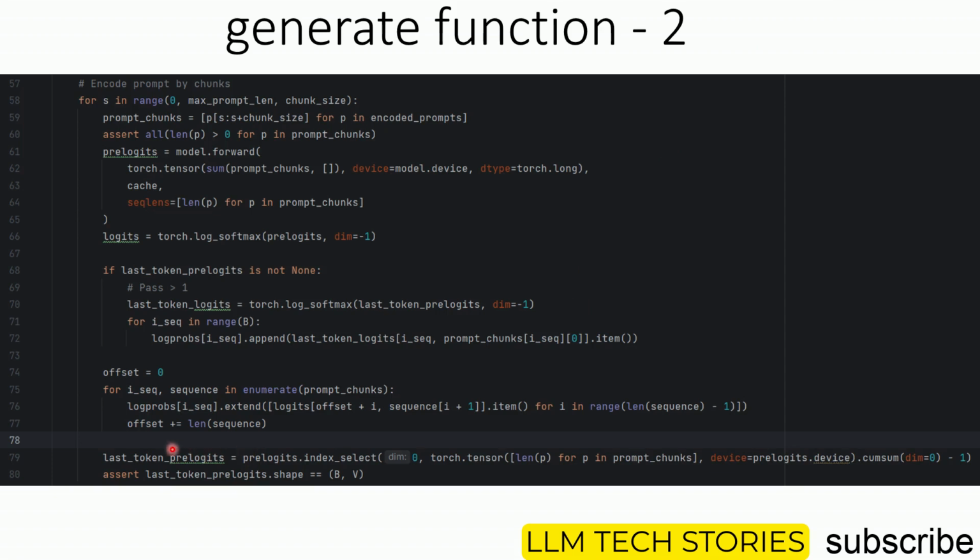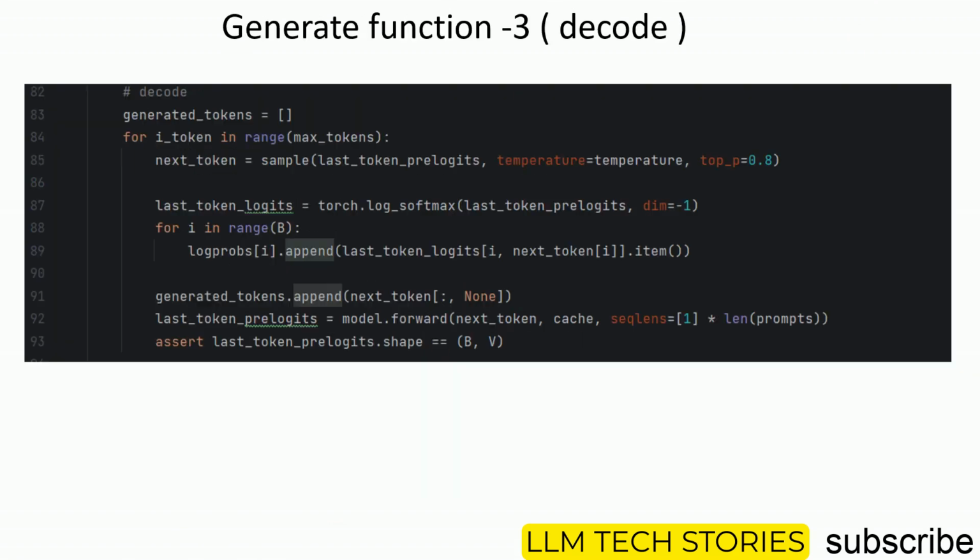So on this line 79, what is happening is it is computing the index for the last token of each chunk, and it selects these entries from pre-logits to update the last token pre-logits. And finally, there is an assertion wherein it checks the last token pre-logits has the expected shape. So moving on, this is part 3 of the generate function.